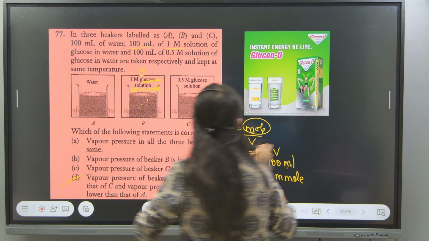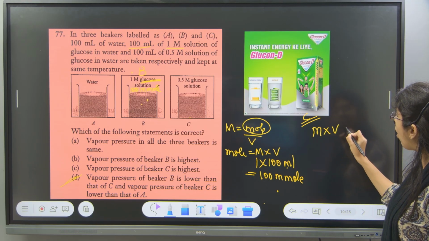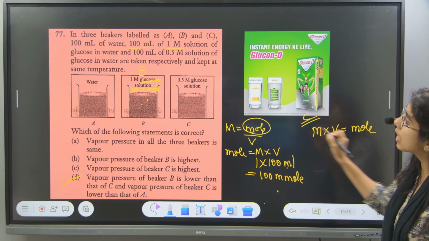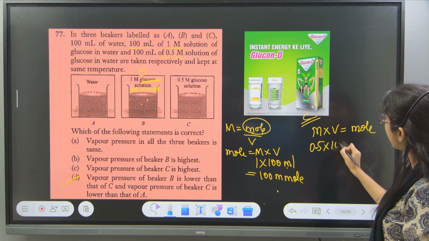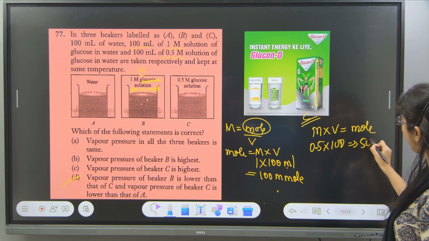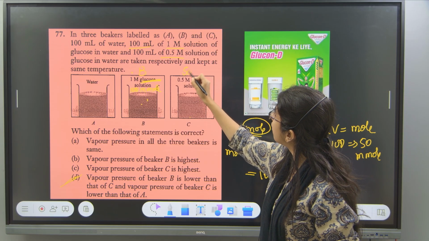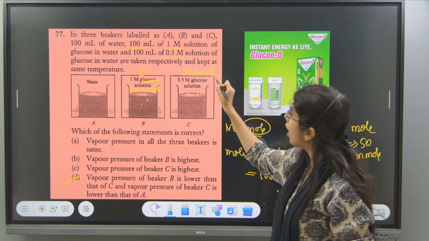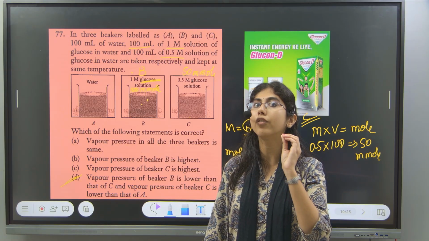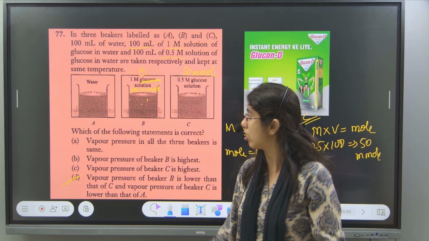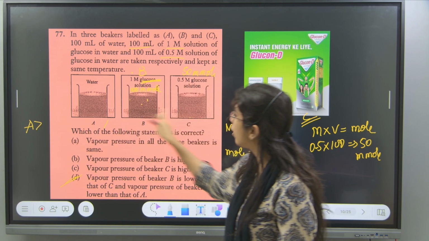What happens in C? Again, molarity into volume will give you moles. Molarity is 0.5, into volume again 100. How much is this? 50 millimole. In one case we have pure solvent. Pure solvent will always have high vapor pressure. So the vapor pressure of A will be very high compared to these two.